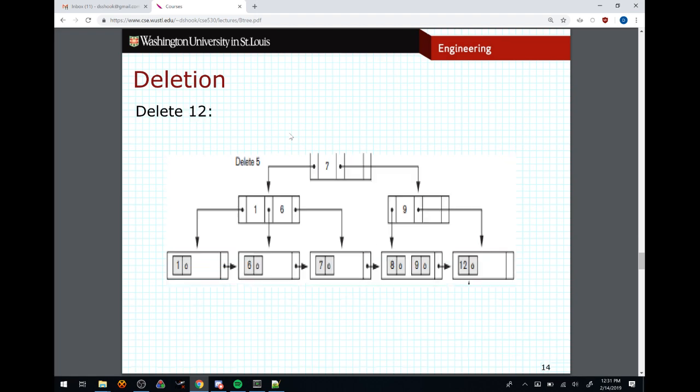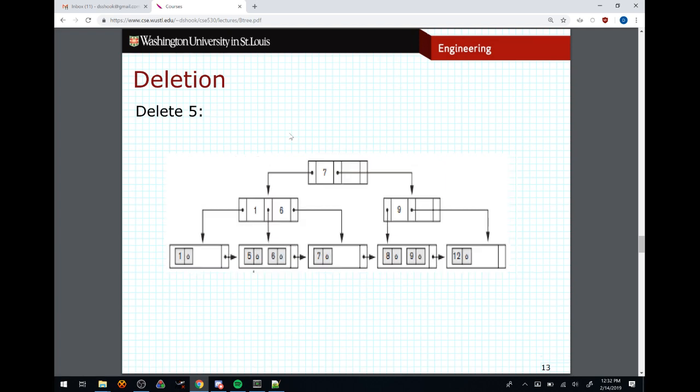All right. I'm going to delete a 12. So I'll search, I'll find the node with the 12 in it, and I'm going to get rid of it. It's gone now. And now we've got some work to do, right? This node is no longer half full. It's completely empty. It doesn't matter if it's empty or not. It's less than half full, which is what really matters here.